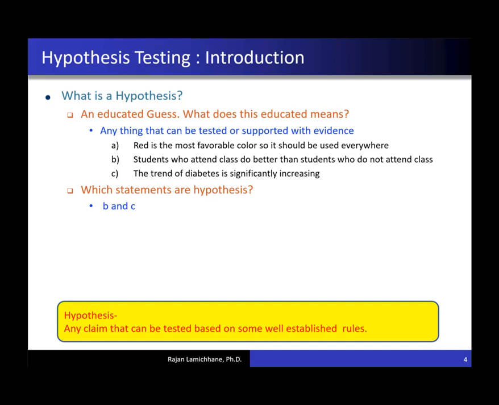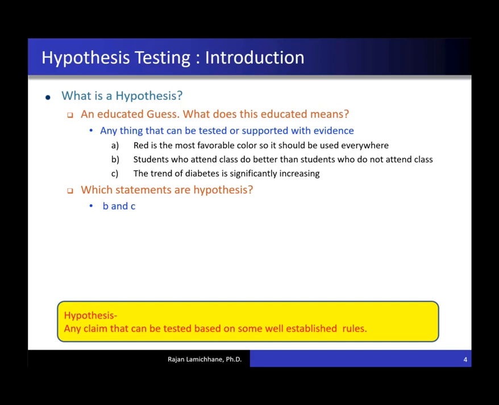B and C. Here you see that A is just a statement because you cannot test it, and red is the most favorable color could be just a personal choice. Yes, it's just a statement, and you cannot test this. But for B and C, you can use data to test these statements. That's why these are called testable statements, and these testable statements are the hypotheses.